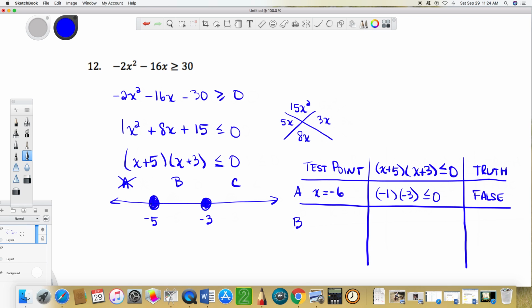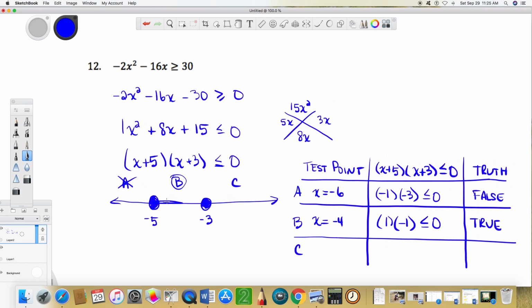In region B, I'm going to pick a number between negative 5 and negative 3. So I'm going to pick, say, negative 4. And negative 4 plus 5 is a positive 1. And negative 4 plus 3 is a negative 1. That product is negative, and it's true that negative numbers are less than or equal to 0. That's a true statement. So I'm going to shade this region B. It's going to be in my solution set.